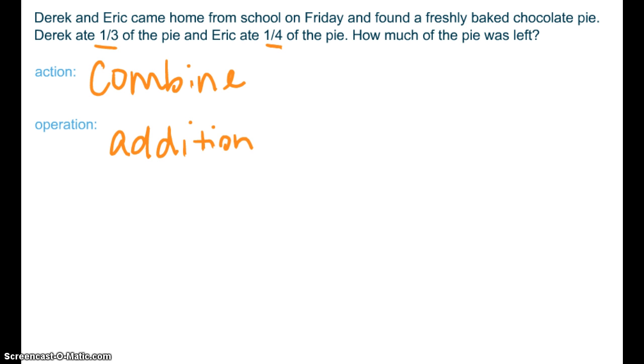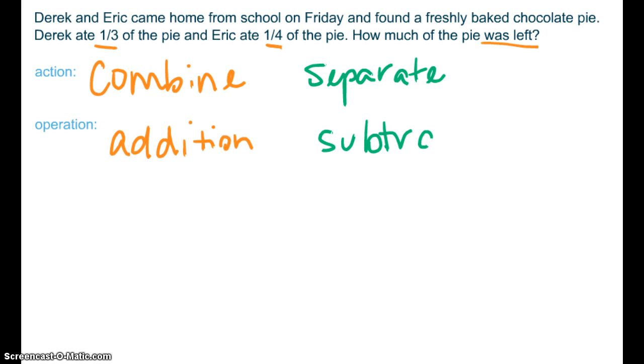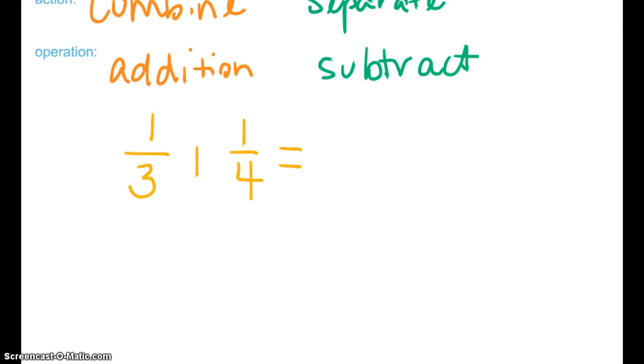Now the question asks how much of the pie was left. So from that, after we combine, we have to separate. So we've got to separate what they ate from the whole. So when we are separating, we have to subtract. So the first thing that we're going to do is take a third of the pie and a fourth of the pie and find out how much they ate all together.